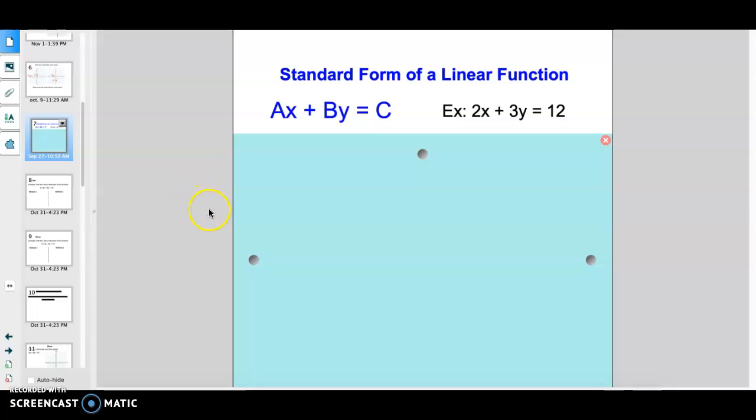The next form of a linear function we are going to look at is called standard form. Standard form looks like this: ax plus by equals c, where a, b, and c are all numbers. Here's an example of what you might see: 2x plus 3y equals 12. We're going to talk about a few different ways to graph an equation in this form.